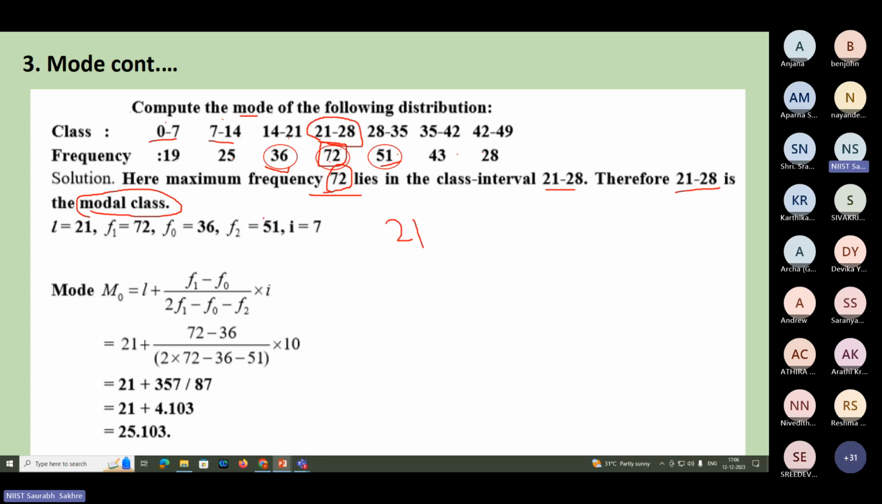Now we know all the values, and we'll put them in the formula. Our L is 21, the lower limit of the modal class. Then f1 is 72, f0 is 36. Twice f1 is 144, then minus 36 minus 51, that is 57, into 7. So 21 plus 357 by 57. It comes to about 25.103. You can check if there is some calculation error, but the method is this. I hope up to mode it is clear to you.